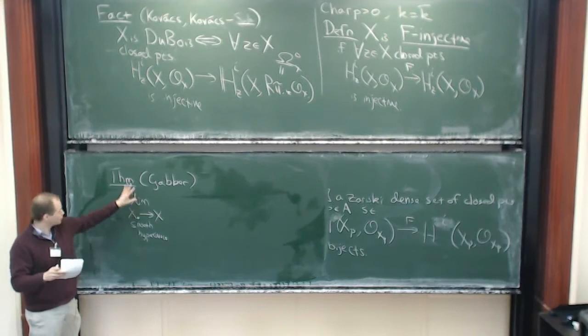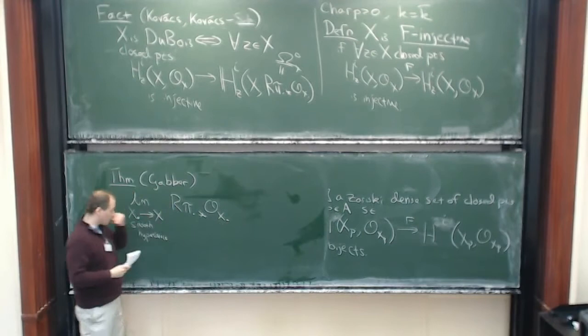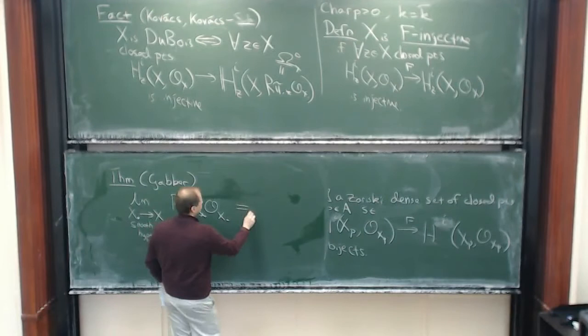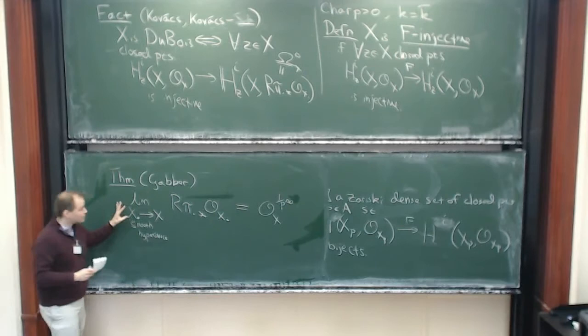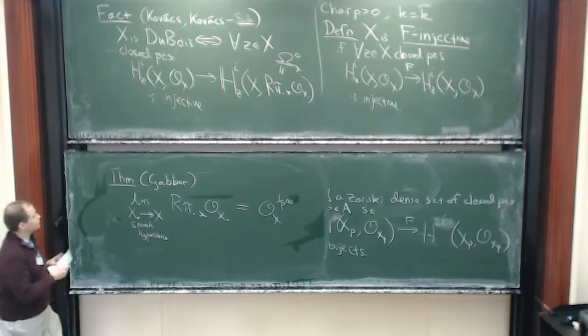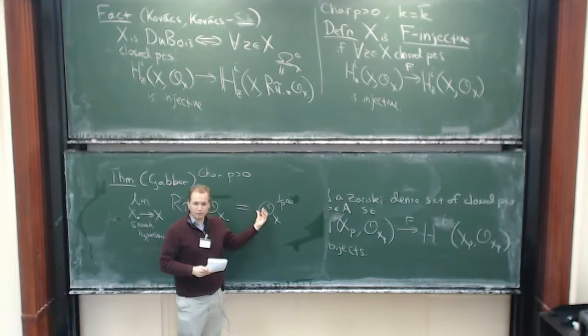And if you take the derived direct image of these smooth hypercovers, it turns out that what you get is O_X^{1/p^∞}. Everything's characteristic p now, but hypercovers still exist because of alterations. So this is characteristic p. Okay, so what do I mean by this? This is like extracting infinite roots from O_X. It's like an infinite Frobenius.